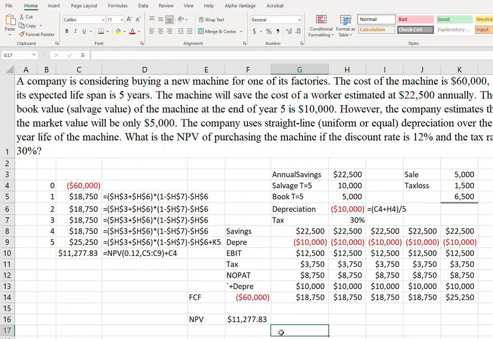See, with the discount rate of 12%, the machine generates a positive NPV of $11,277.83. So we should definitely buy the machine.